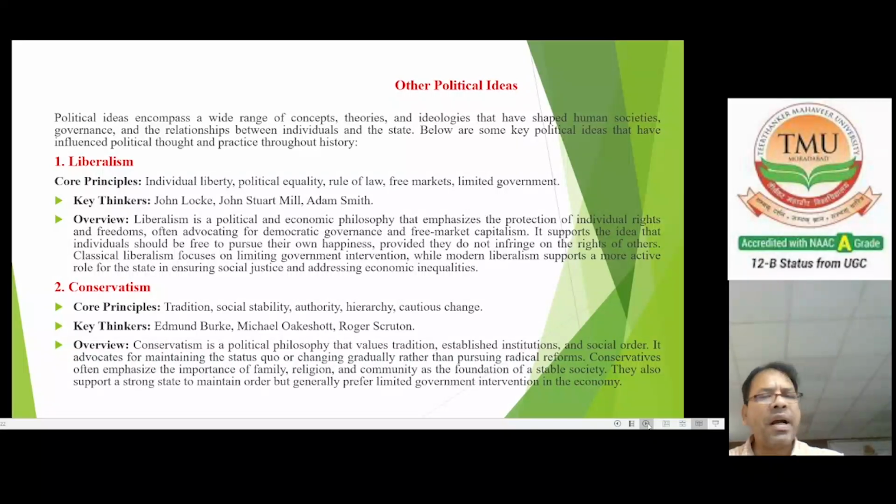Now we come to the different kinds of political ideas. When we're talking about political ideas, that encompasses a wide range of concepts, theories, and ideologies that have shaped human society, governance, and the relationship between individuals and the state. Below are some of the key political ideas that have influenced political thought and practice throughout history.